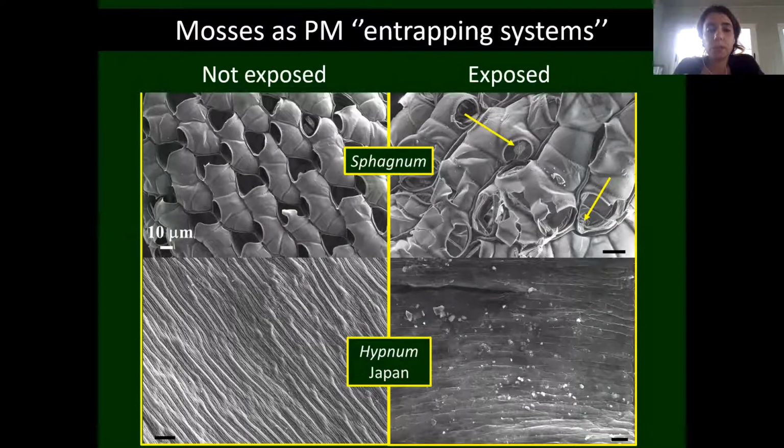Below, you see the Hypnum species, another type of moss, but the surface is not like a sponge. So particles are entrapped only on one surface of these moss cells.